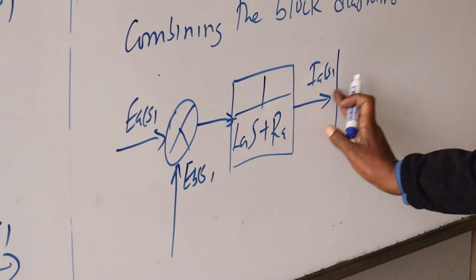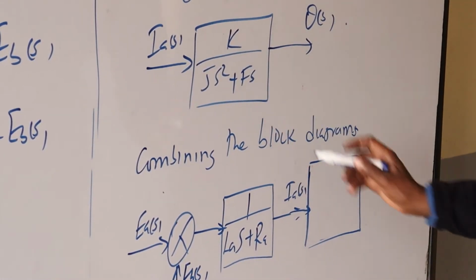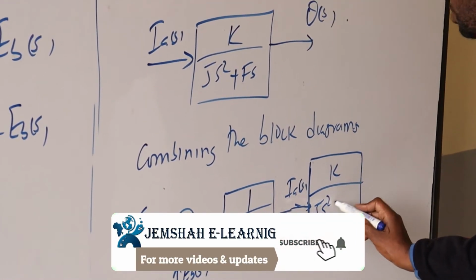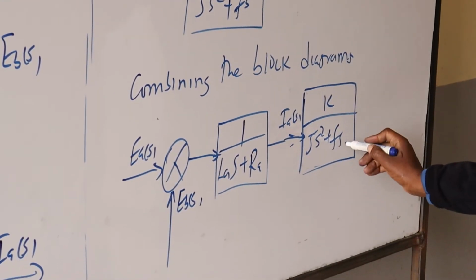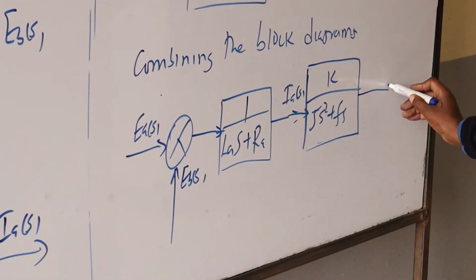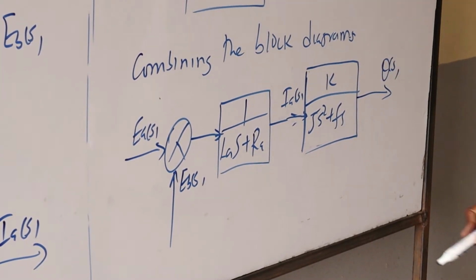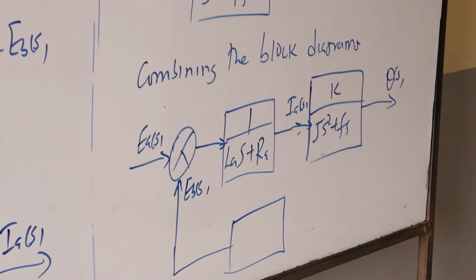Then here we join it with this K all over J S squared plus F S. Then the output there is actually theta of S. And we can come down here, and then we have that one, KBS.